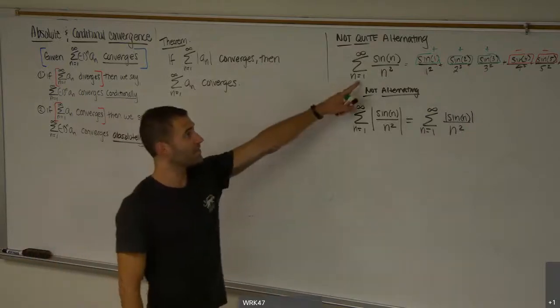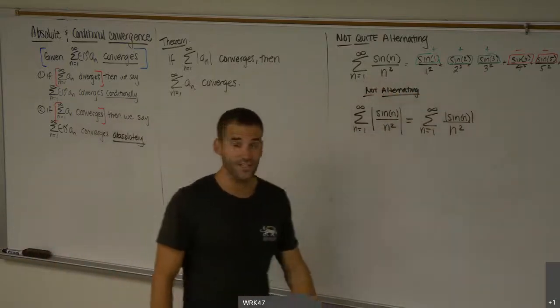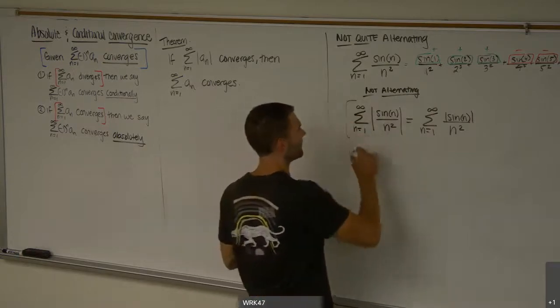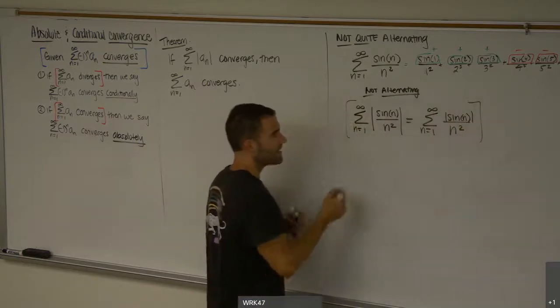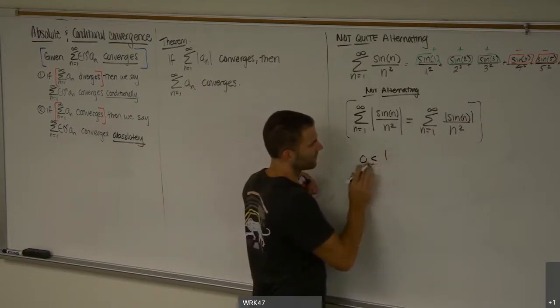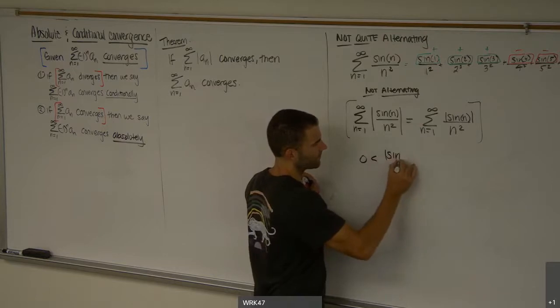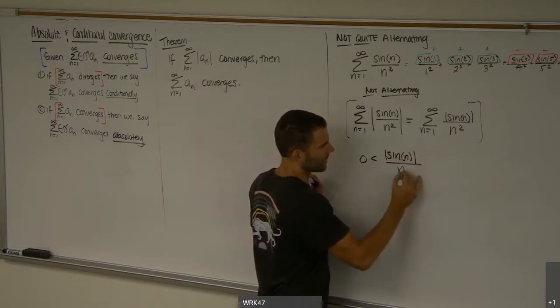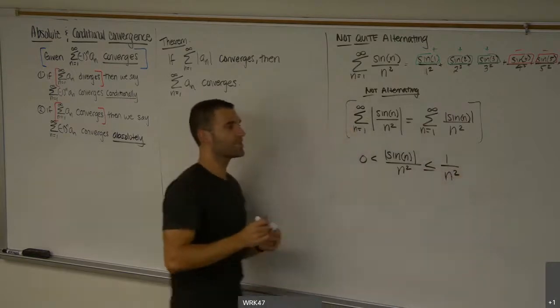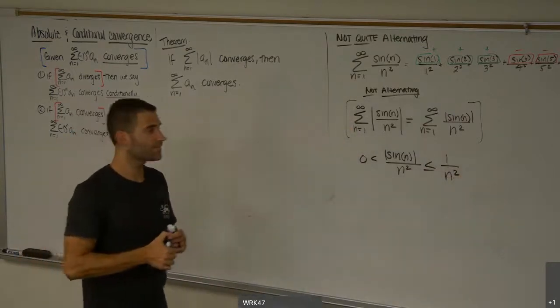I don't know about this one. It's not alternating, so I can't use the alternating series test. But let's consider the absolute value. Now that everything's positive, I'm going to use direct comparison. Direct comparison to what? Well, 1 over n squared.